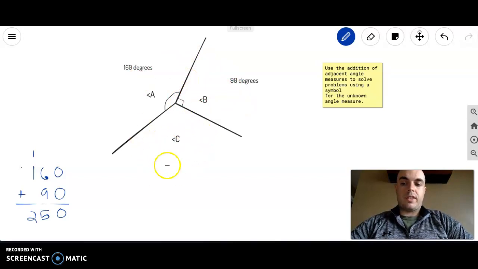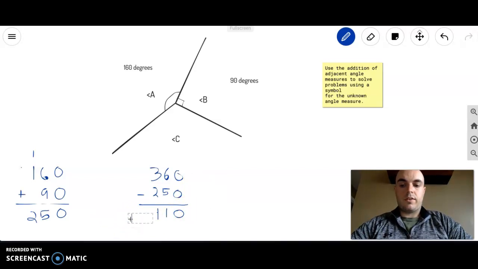And that leaves me with angle C. Well, I know that all three angles added up is 360 degrees. So now I only need to find the difference between these two and this one here. So I'm going to subtract those. 0 minus 0 is 0. 6 minus 5 is 1. 3 minus 2 is also 1. So 110 degrees. So angle C is equal to 110 degrees.